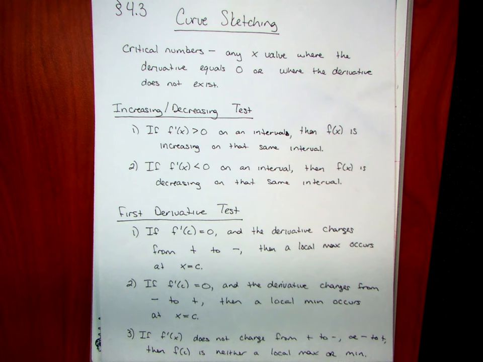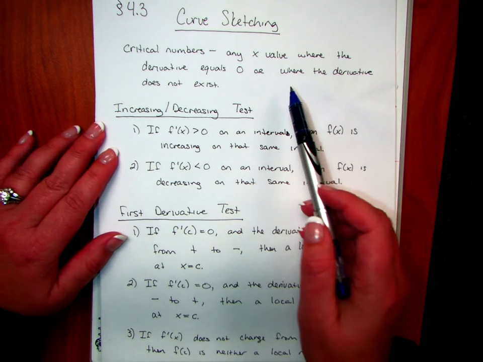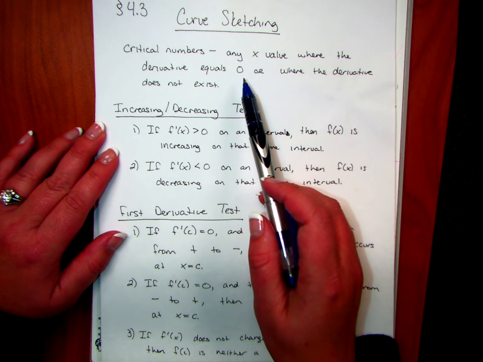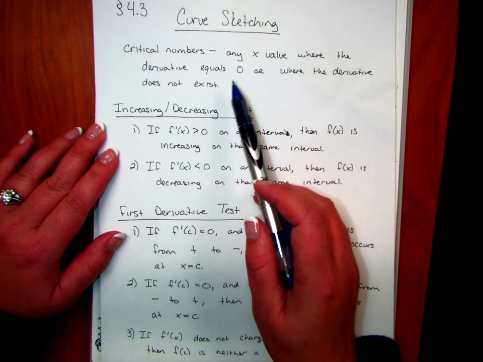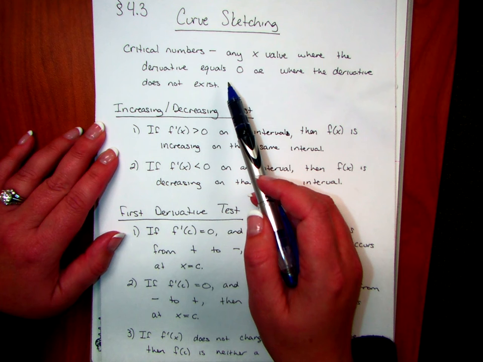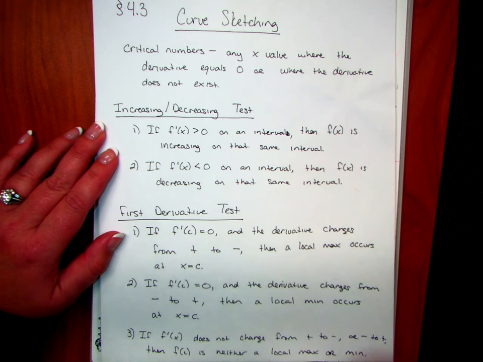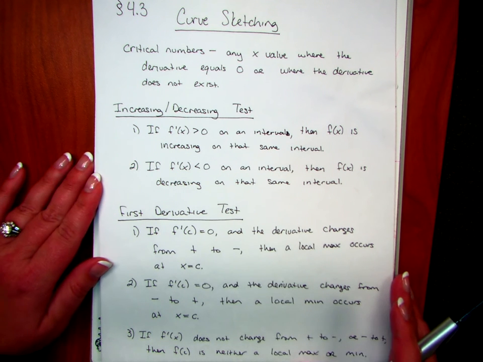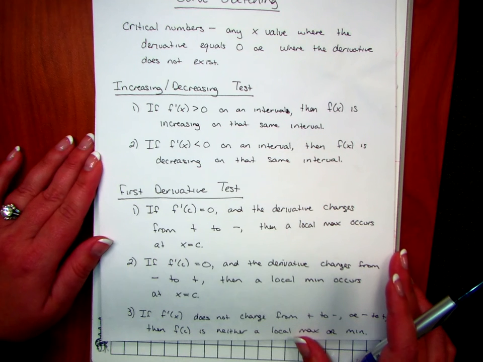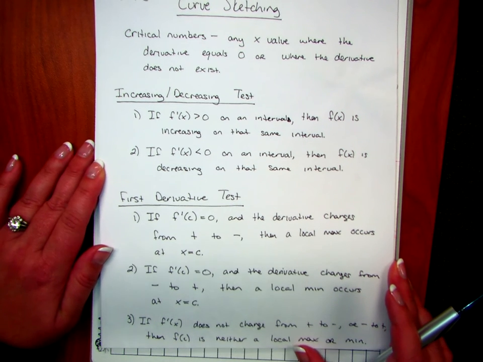The first thing I want to reiterate is, what is a critical number? We talked about critical numbers in 4.2. If you haven't looked at that 4.2 lecture notes on Canvas, you better do that first. A critical number is any x value where the derivative equals 0 or where the derivative does not exist. So we're always going to be finding these critical numbers where the derivative is 0 or where the derivative does not exist. We have these 2 tests, the increasing decreasing test and the first derivative test.